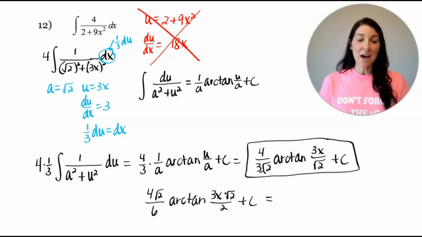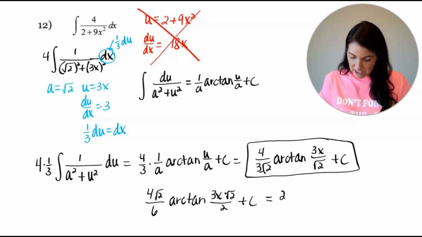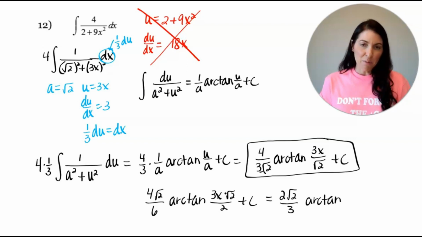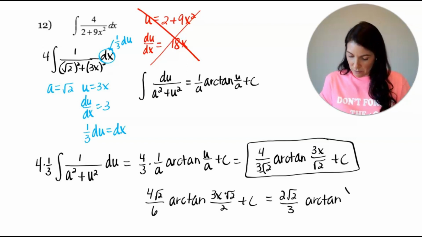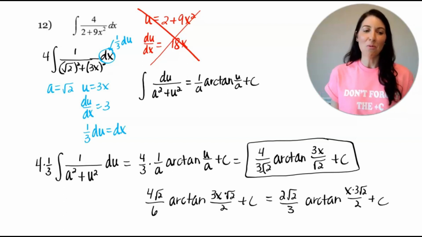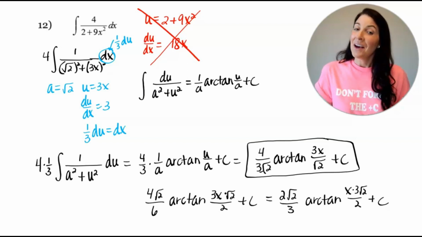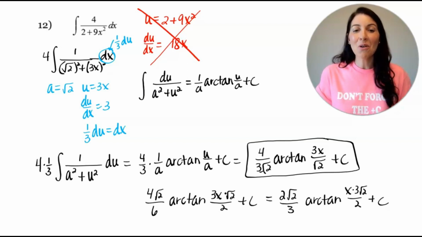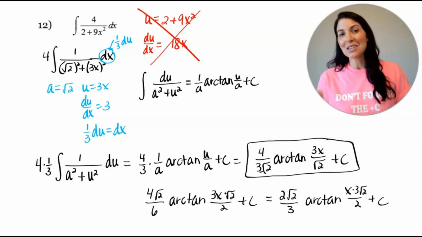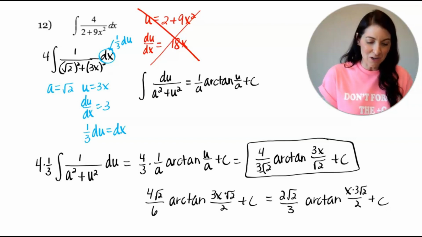Totally your preference on how you prefer to write it. So you may see answers of 2 root 2 over 3 arctangent. And there'd be various ways you could rewrite this. Maybe rewrite it as like x times 3 root 2. I don't know, variety of ways. And then plus c to just show you a couple ways you may see it rewritten. All right, so that is an integral that would produce an arctangent function using u-substitution.